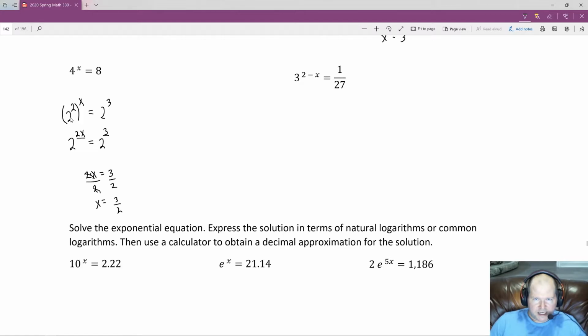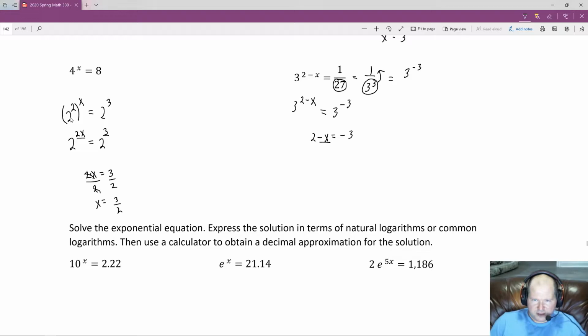Okay, so next we have 3 to the 2 minus x power is equal to 1 over 27. Now, first we can do a prime factorization of that, which basically means it's 1 over 3 to the third. Next, we have to move this from the denominator to the numerator, which means we're going to flip the sign of the exponent. So we end up with 3 to the negative third power. So we have 2 minus x is equal to negative 3.